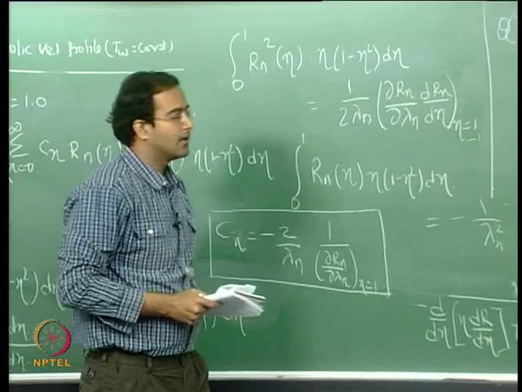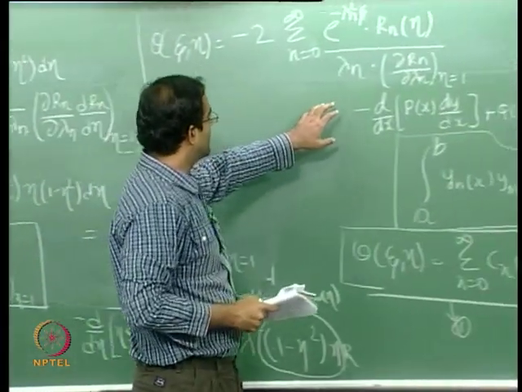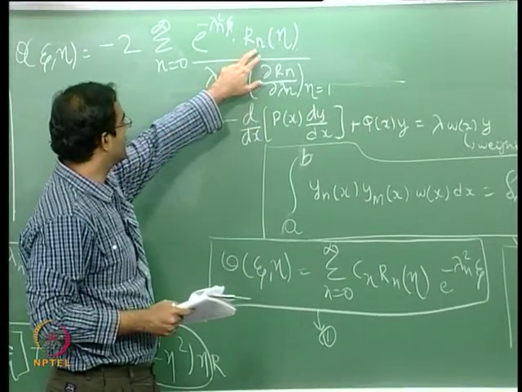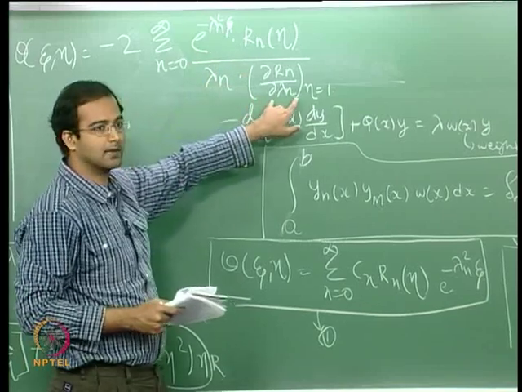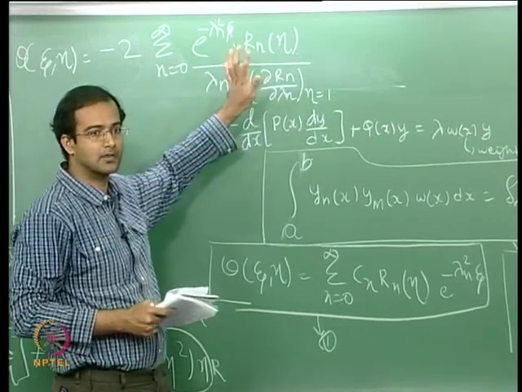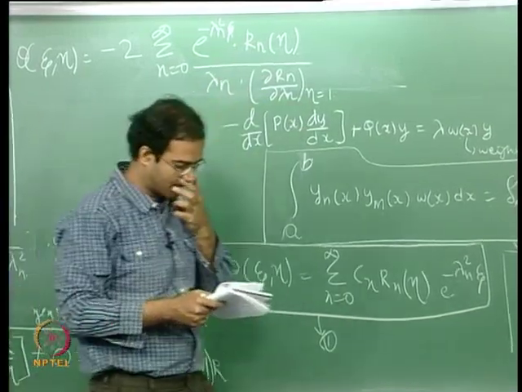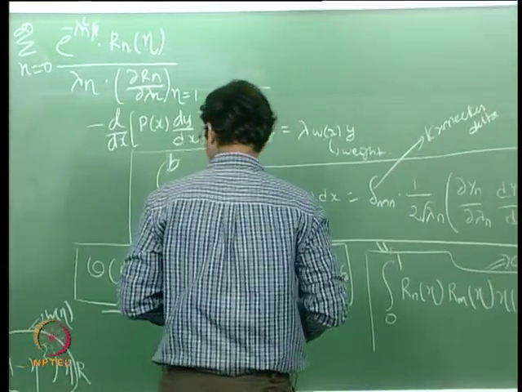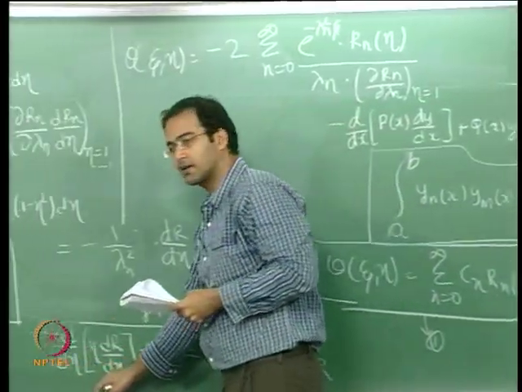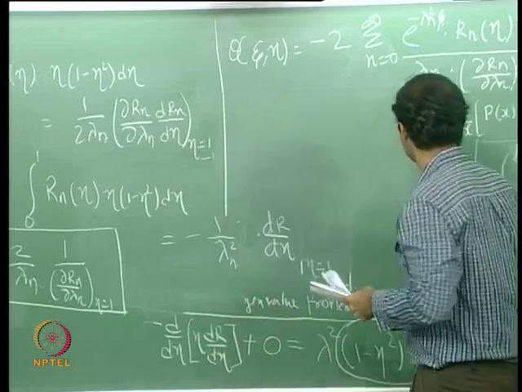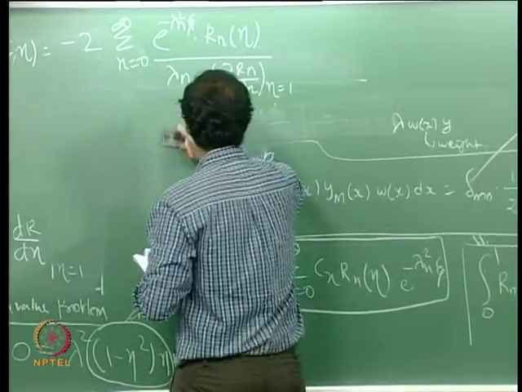So finally once I know my eigenfunctions, my eigenvalues and this derivative, I can now find the solution for theta. So this is my final solution. I will go further and calculate the expression for the Nusselt number, the local Nusselt number.